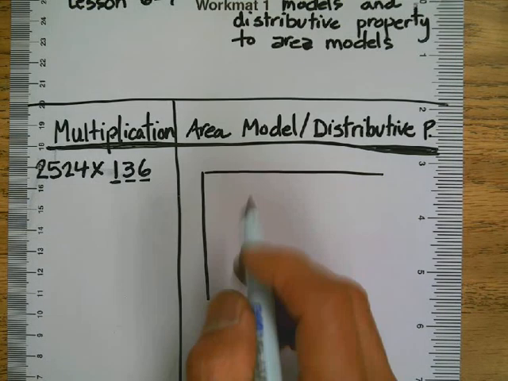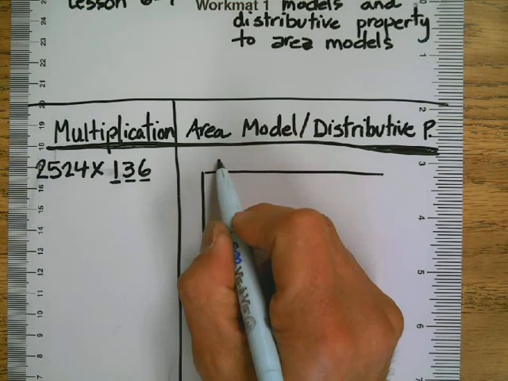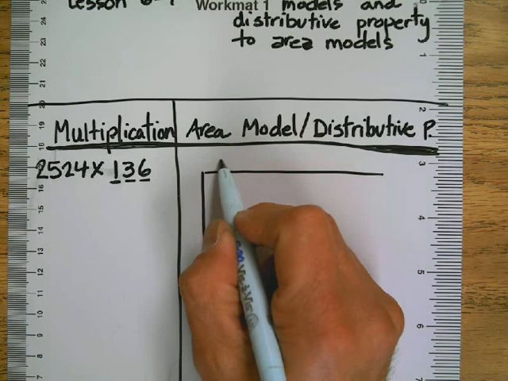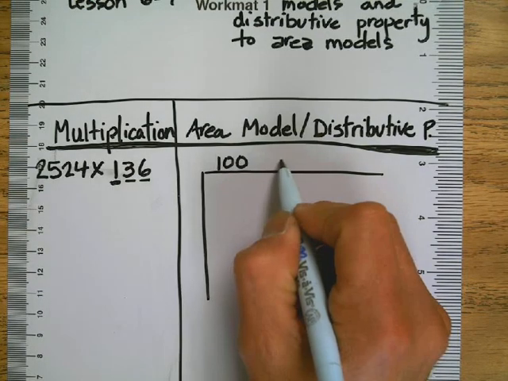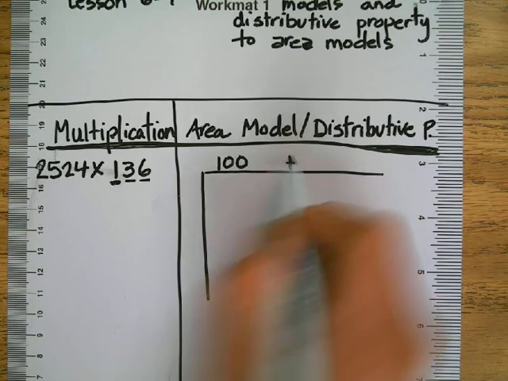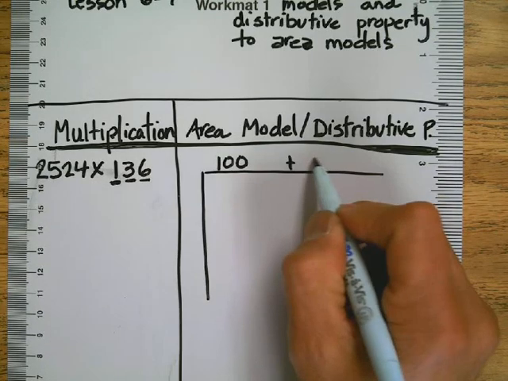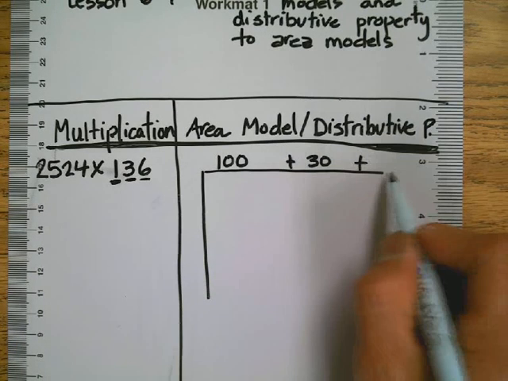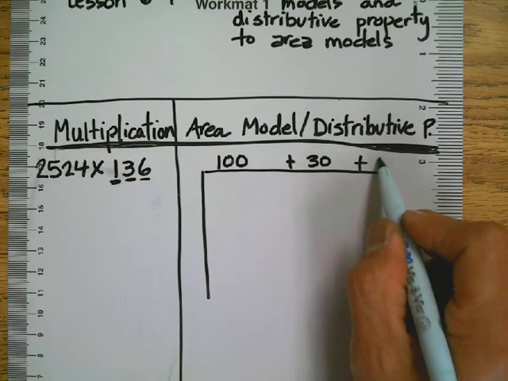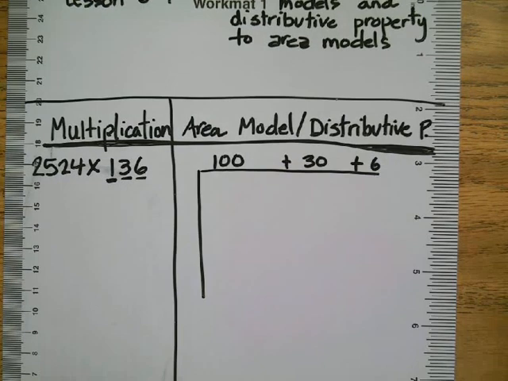So we're gonna write the 100 over here on the top, because that's the 100 from here, plus the 3 tens, which is 30, plus the 6 ones, my friends. The 6 ones, that's all we need right there. So let me close my area model here.